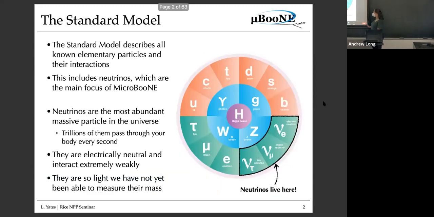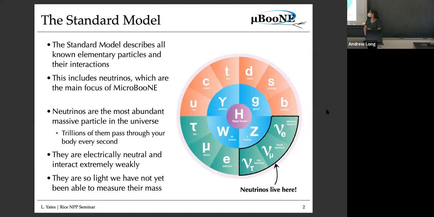I'm gonna start where hopefully we can all agree with the standard model of particle physics. So this is a handy dandy chart of the standard model. It describes all the known particles and their interactions. Everybody probably has their favorite particles in this chart. Mine are the neutrinos.